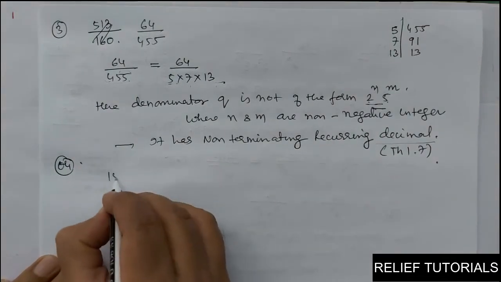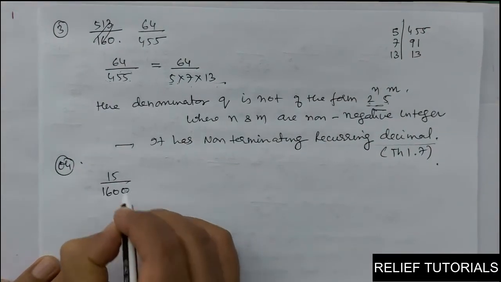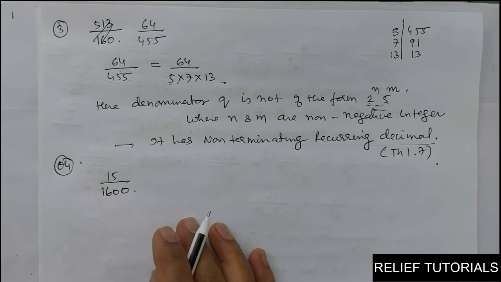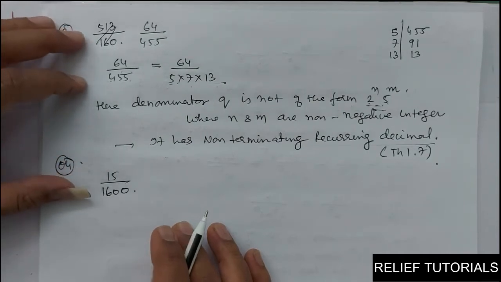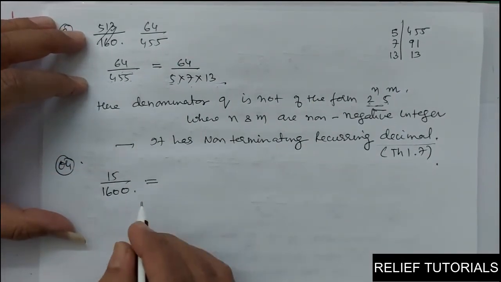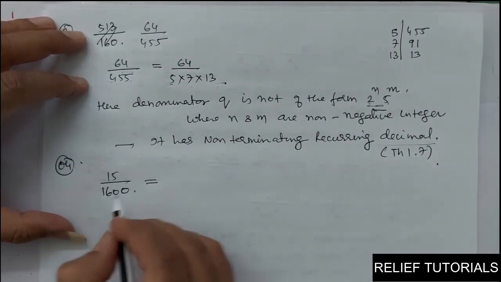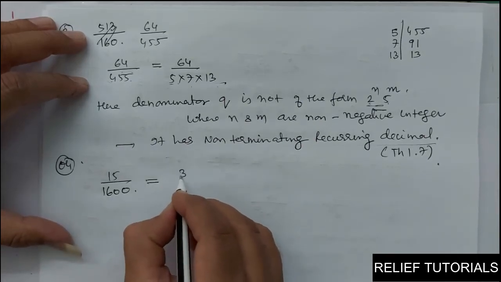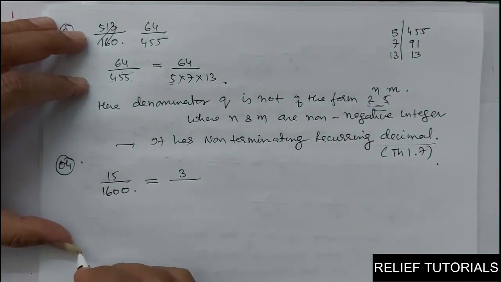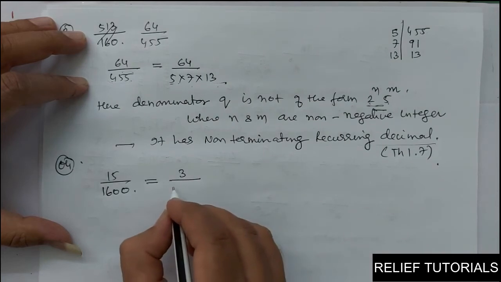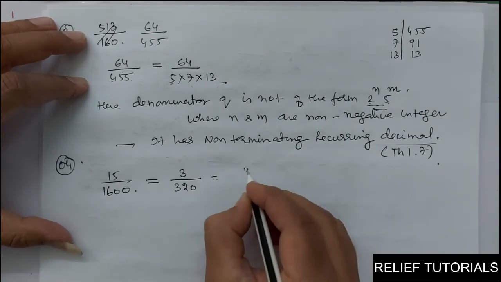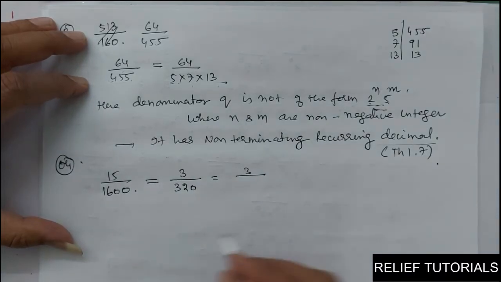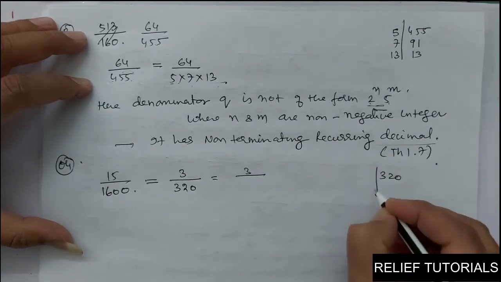Say 15 upon 1600. Question number 4. So how will we write this 15 upon 1600? It goes by 5. So we write the reduced form, 3 upon 320, since 5 goes 3 times, and 5 into 320 gives 1600. Now 3 upon 320, if you write 320, how many times does 2 go? 2 times.